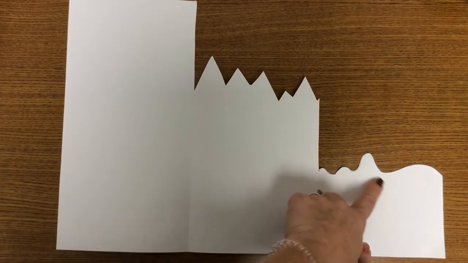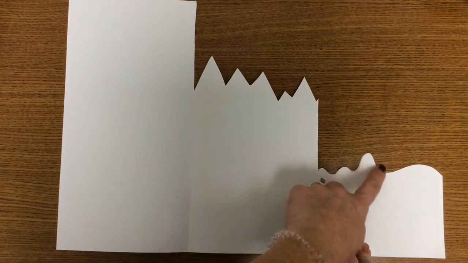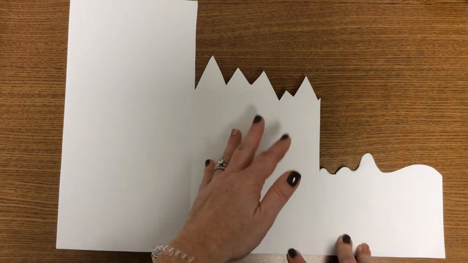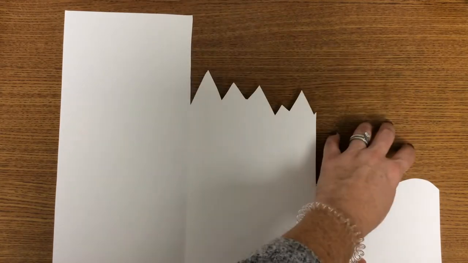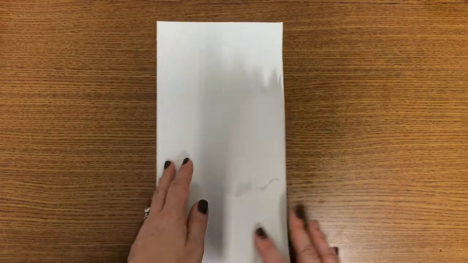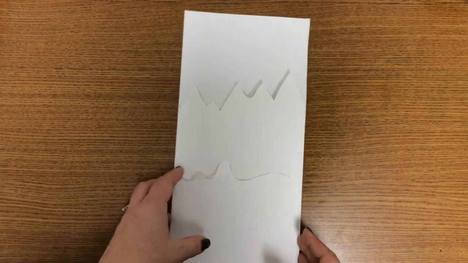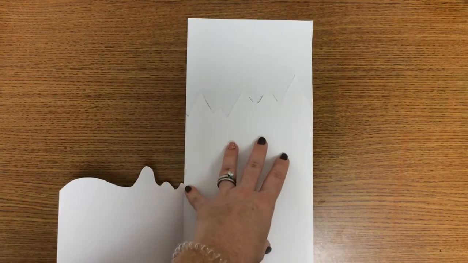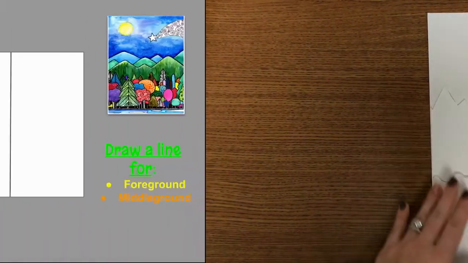And for my front, my foreground, I will create a different type of line. So bumpy lines, wavy lines, whatever you want. And then we'll end up cutting all this other space away. So that's what we're going to be working on in our piece. So when we go to draw inside of it, we'll be able to have all of our details in the foreground, details in the middle ground, and finally the details in the background.